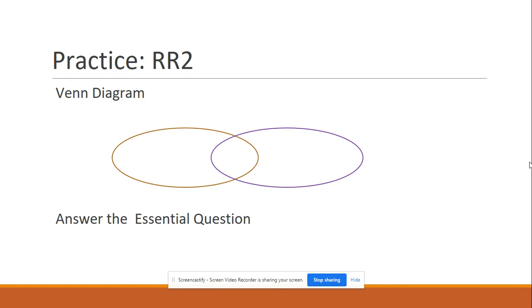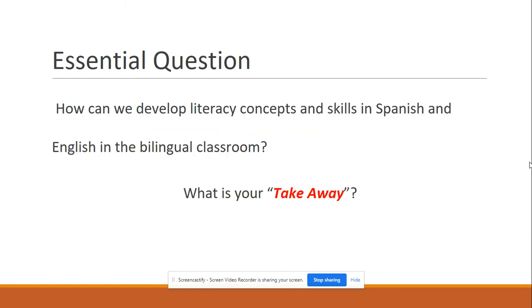So answer the essential question at the end of your Venn diagram, which is: how can biliteracy be developed in a bilingual program? How can we develop literacy concepts and skills in Spanish and English in the bilingual classroom? And what is your takeaway from this lesson?